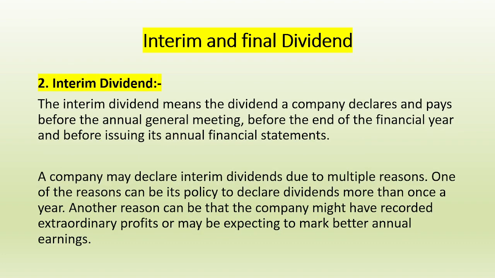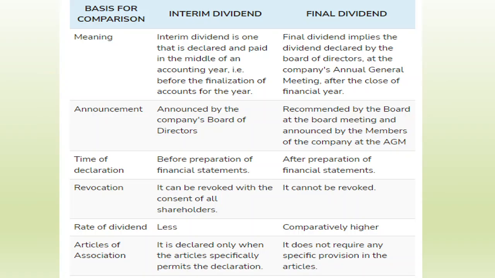Let's see interim dividend. What is interim dividend? Interim dividend is the dividend which the company declares or pays before the annual general meeting. It's just the opposite of the final dividend. Means before conducting the annual general meeting, the dividend is paid, and it is given before the end of the financial year. Here the company has not yet prepared the financial statement, but it is paying the dividend. That dividend is called the interim dividend.